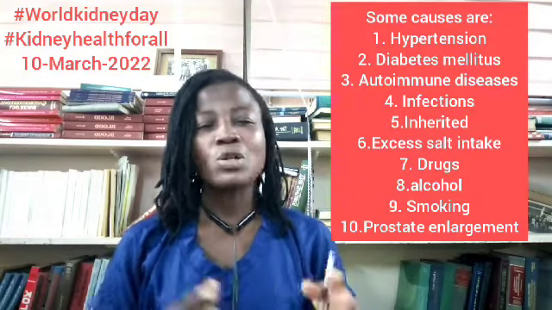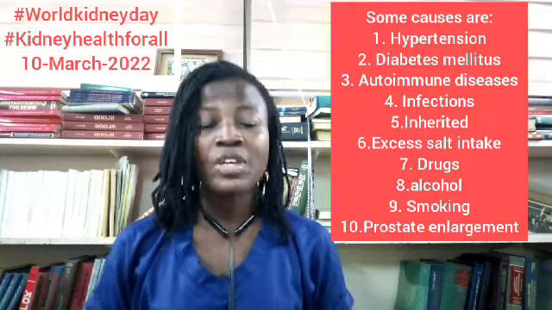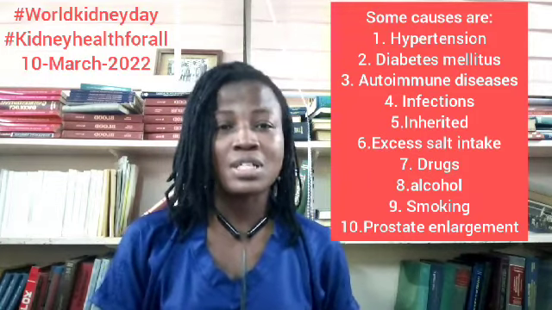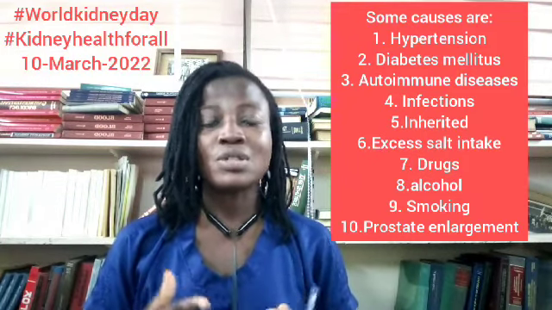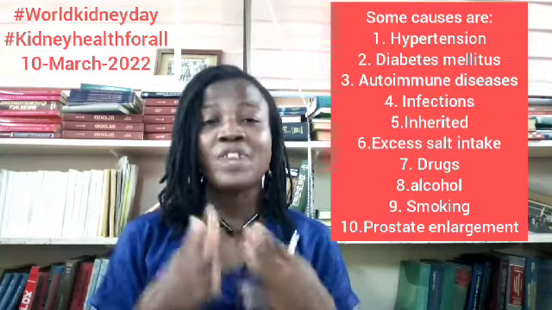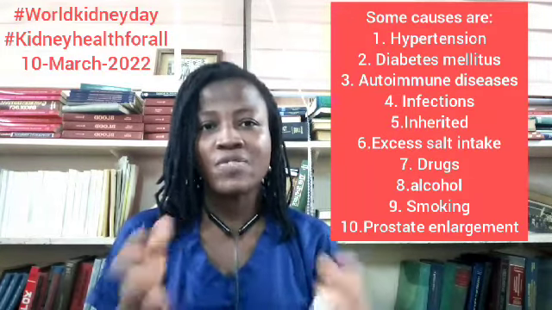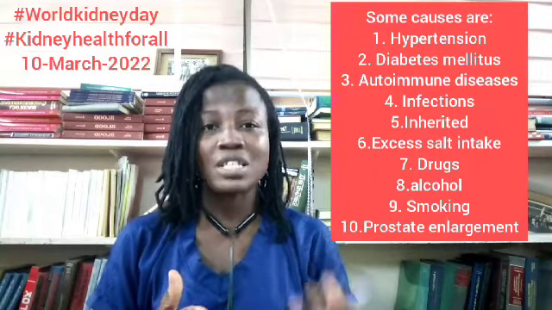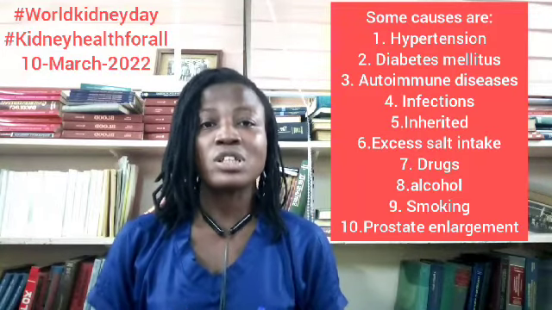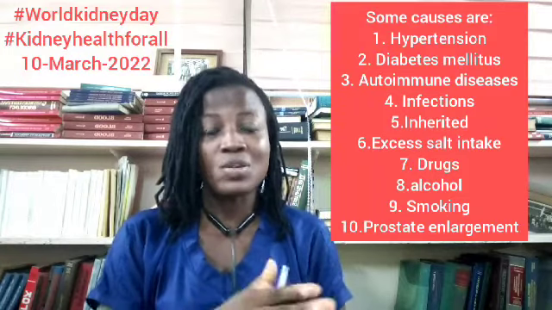Another condition is autoimmune disease like SLE. SLE is systemic lupus erythematosus. This is a condition that results from your own body fighting its own organs. So your body recognizes your own organs as foreign and tries to destroy them, tries to attack them. So when you have one of these conditions, one of the organs that could be attacked is your kidney.